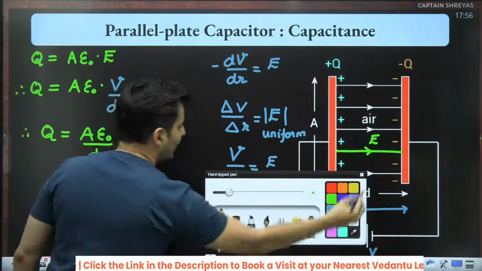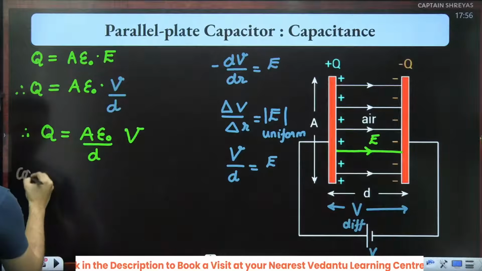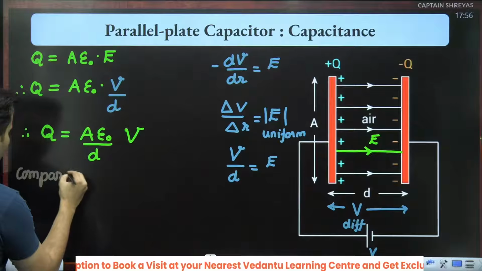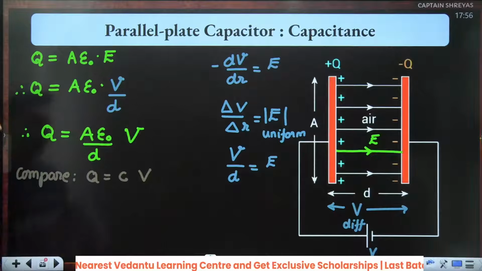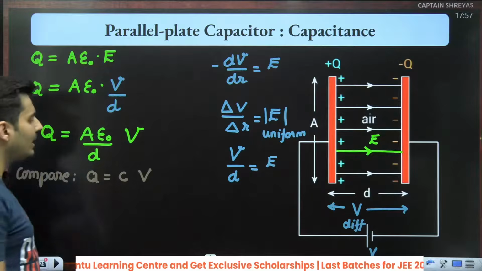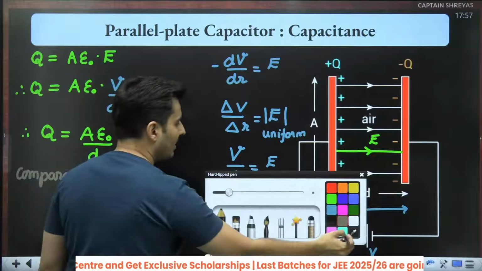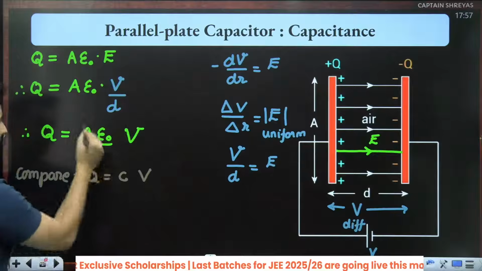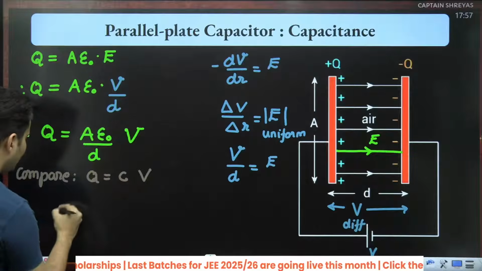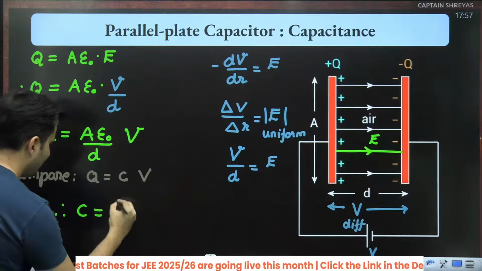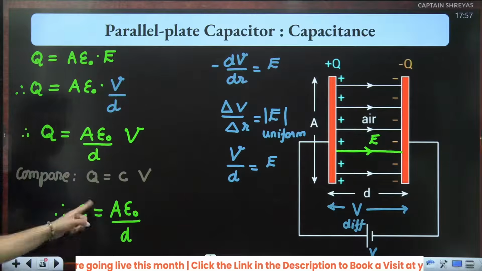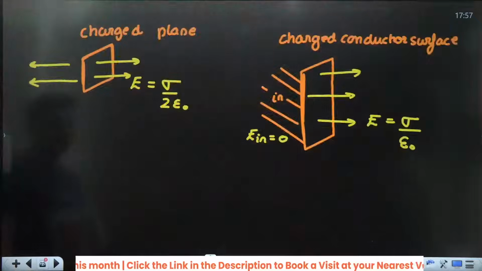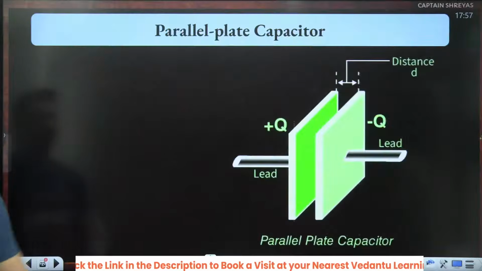But wait a minute, compare it with Q is equal to C into V. Clearly, whatever is there over here is the capacitance. Therefore, the capacitance is A epsilon naught divided by D, and that is what I will put over here.